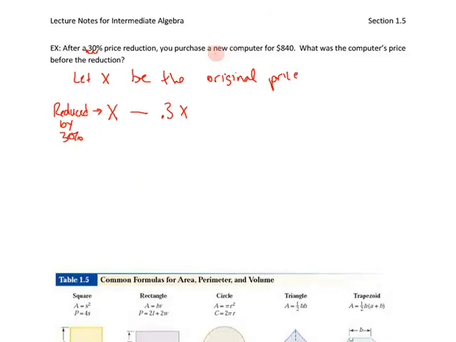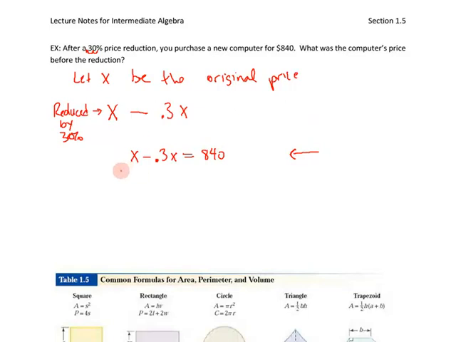And we know that the reduced price was $840. So that means my equation is x minus 0.3x is equal to 840. Can I figure out what the original x was? Okay, now I need to solve this equation right here.